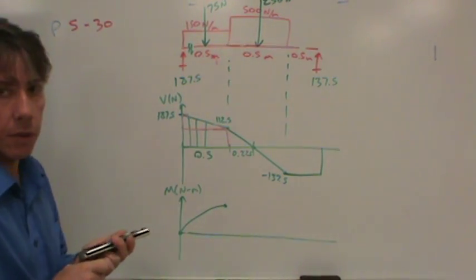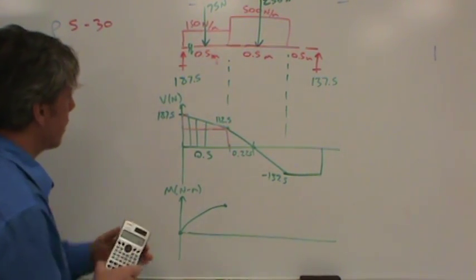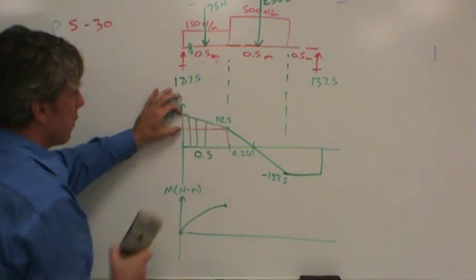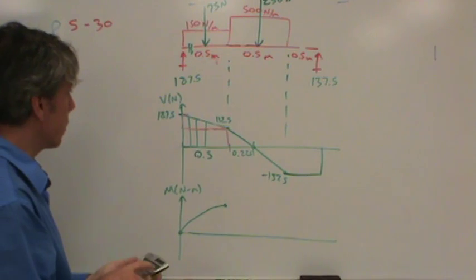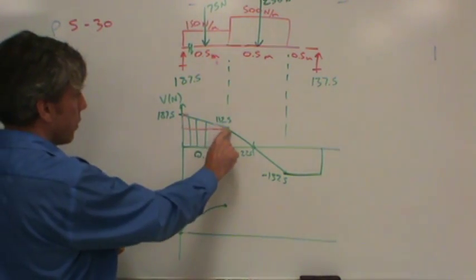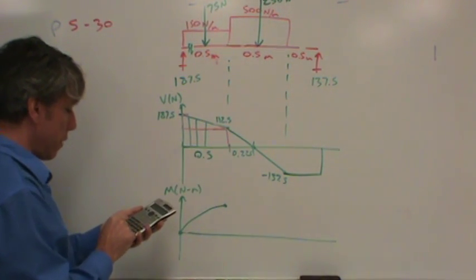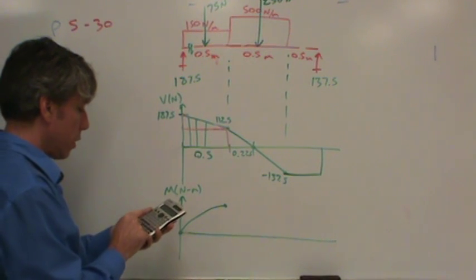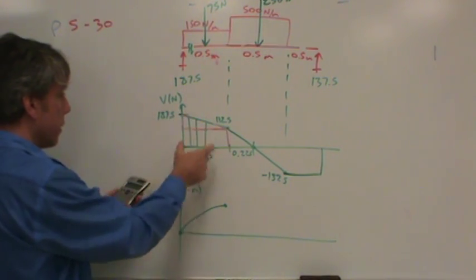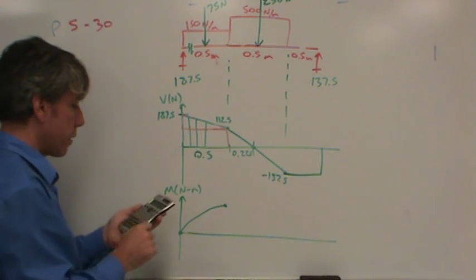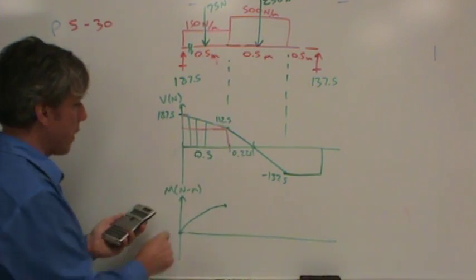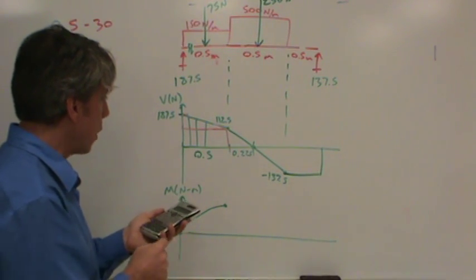I need both areas. And the easy way to do this is to calculate a rectangular area for that upper triangle and divide by 2, and then add the lower rectangle. Okay? It's quick and easy. So what is this? Well, the difference between 187.5 and 112.5 is the height of the triangle times a half times a half. So the upper triangle is 18.75 Newton meters of moment.